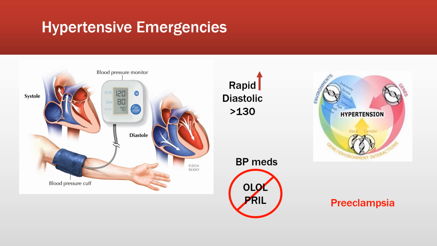What causes this? Patients that have a history of hypertension and don't take their blood pressure meds, those beta blockers, the OLOLs, or their ACE inhibitors, the PRILs. Non-compliance with medications is a big cause. Or there's toxemia with pregnancy, which is preeclampsia, and the biggest difference between preeclampsia and eclampsia is the presence of seizures. So look for those risk factors: age, race, history, and non-compliance of medications.